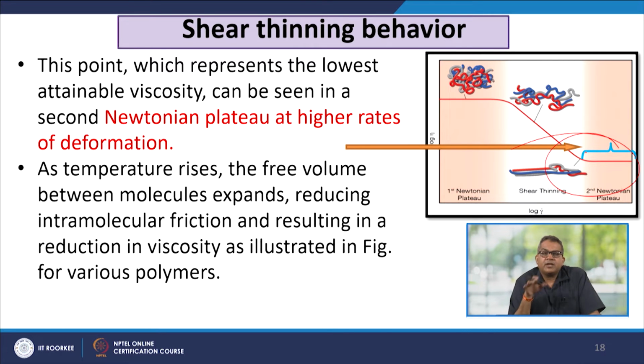Now, as the temperature rises, the free volume between the molecules expands, reducing the intermolecular friction and resulting in a reduction in viscosity as per this particular figure.